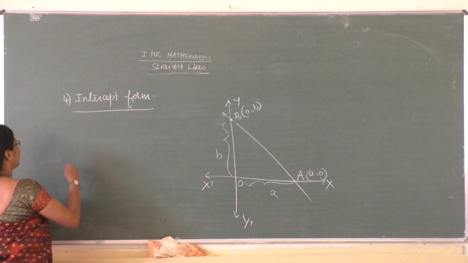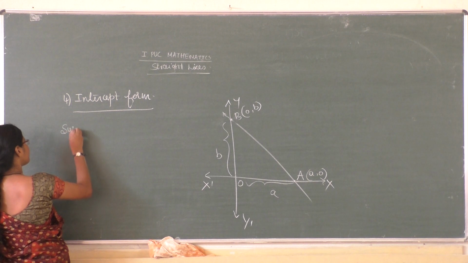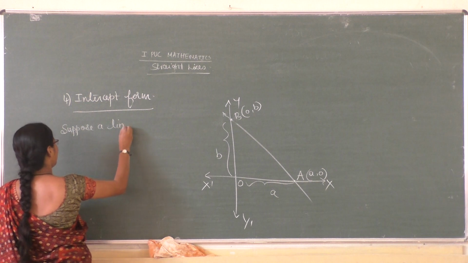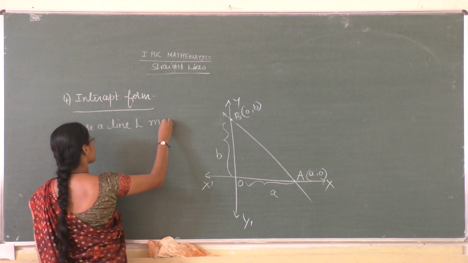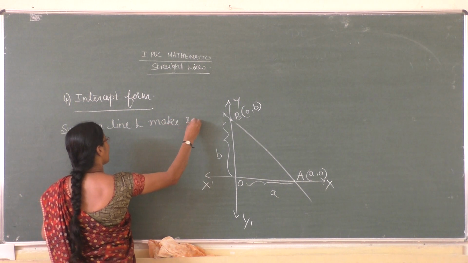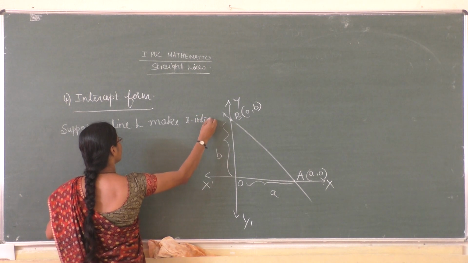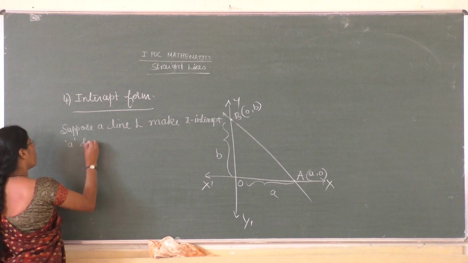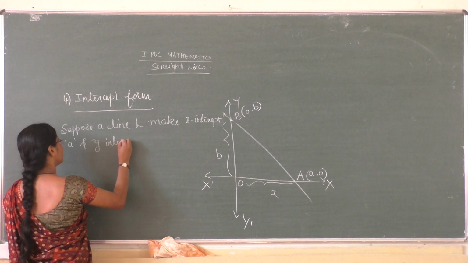Okay, so take suppose a line L makes x-intercept A and y-intercept B.